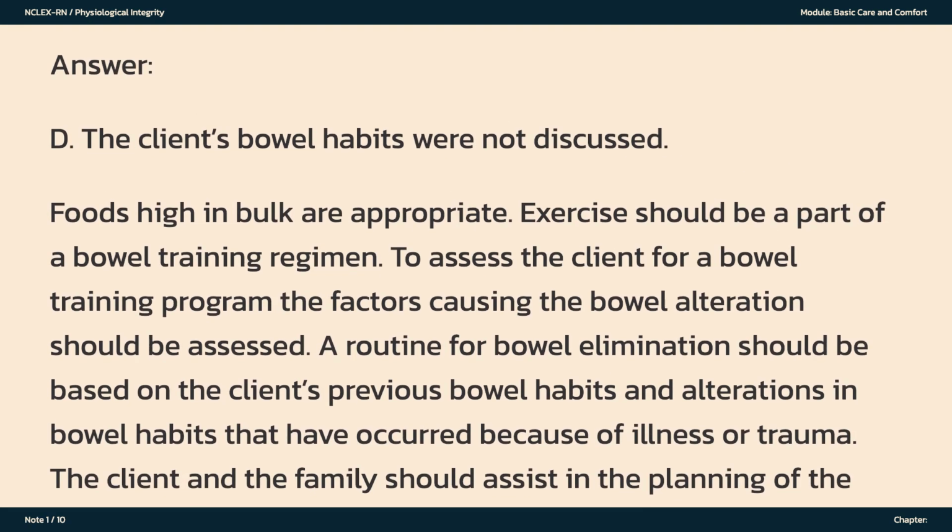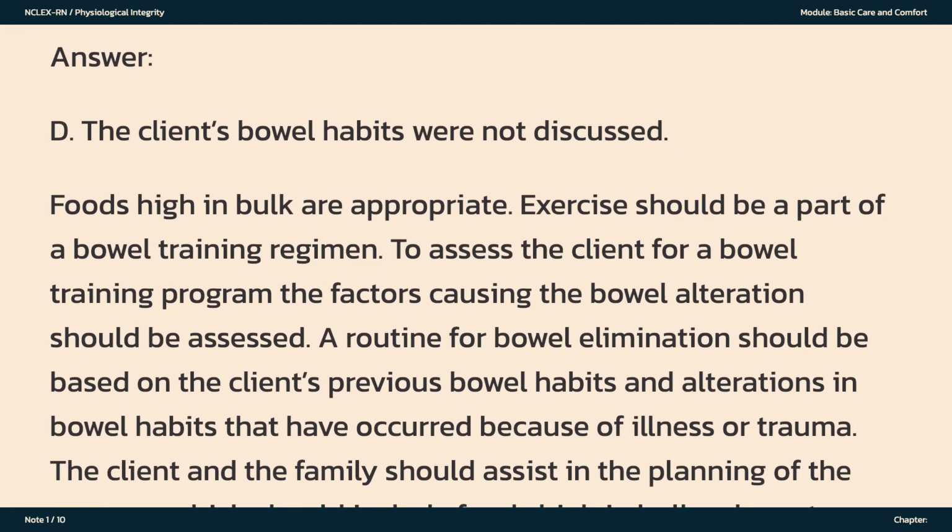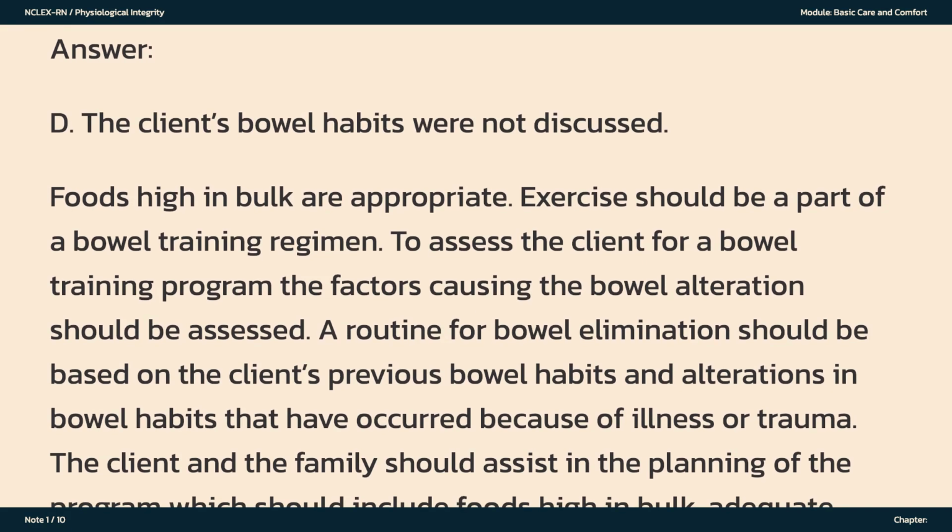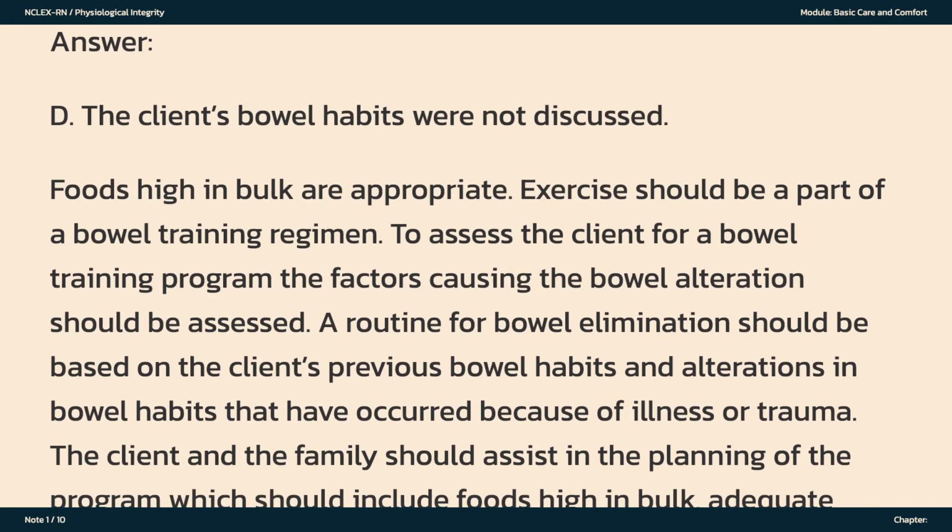The answer is D. The client's bowel habits were not discussed. Foods high in bulk are appropriate. Exercise should be a part of a bowel training regimen.